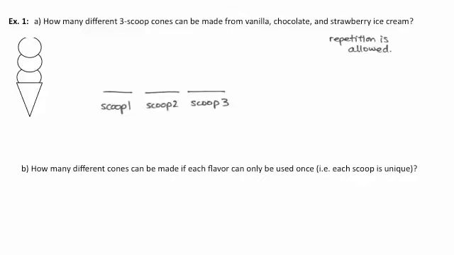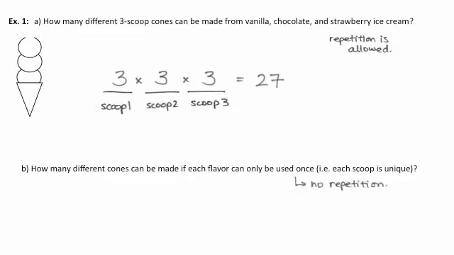So we have our stages, or our places where we can put an ice cream scoop. We have a place for scoop 1, scoop 2, and scoop 3. How many choices do we have for scoop 1? Well, we have 3 flavors, so we have 3 choices. We would have the same for scoop 2 and the same for scoop 3, giving us a total of 27 different flavor combinations for this ice cream.